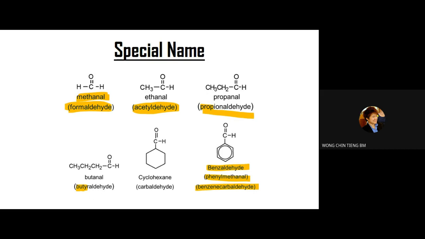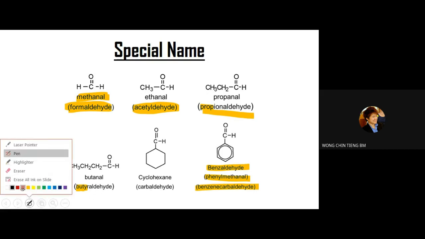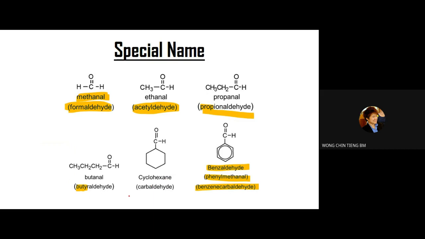Cyclohexane carbaldehyde. Nama penuh dia adalah cyclohexane carbaldehyde. Saya salah type ni. Benzene carbaldehyde, apa maksud dia? The aldehyde group, the one carbon aldehyde group directly attached to the benzene ring. So dia akan jadi the name of the ring, and then tambah kat belakang carbaldehyde.